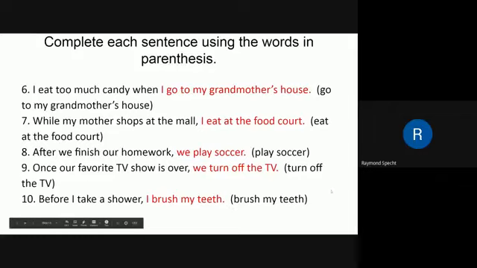I'm going to leave the page here for a minute or two, to give you a chance to go over and check your answers and make sure your sentences are correct.